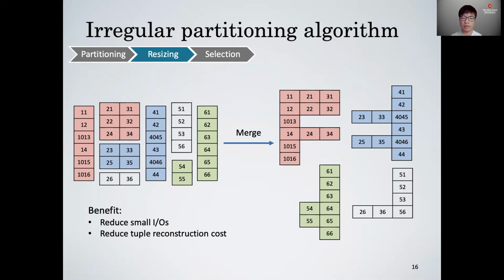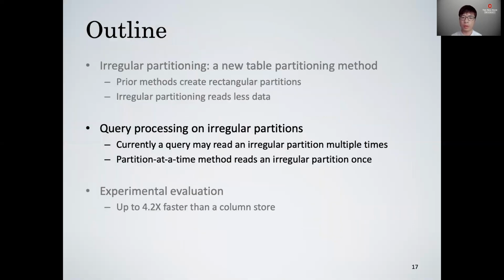For example, evaluating query Q1 on the 2 right rectangular partitions, we have to reconstruct 3 tuples. But on the right irregular partition, we do not reconstruct any tuple because all the required cells are already in the irregular partition and the partition is stored in row major order. Until now, we have shown why and how we generate these irregular partitions. Next, we are going to discuss the query evaluation on these irregular partitions.